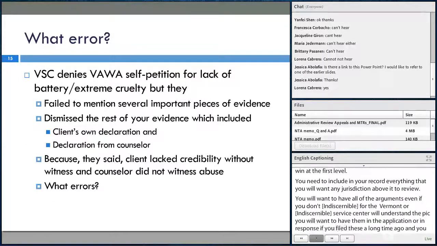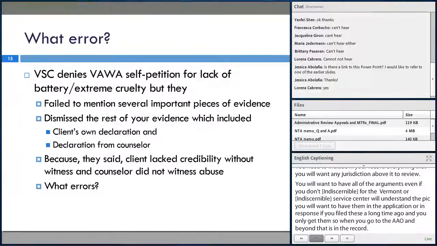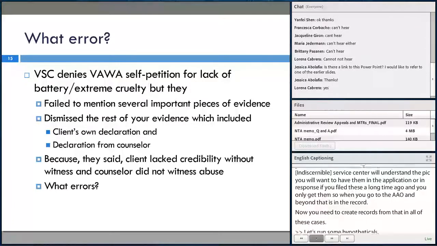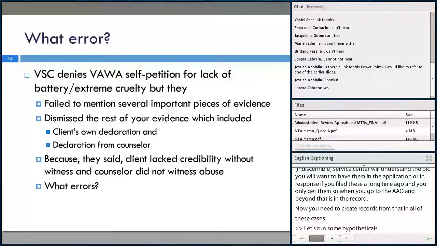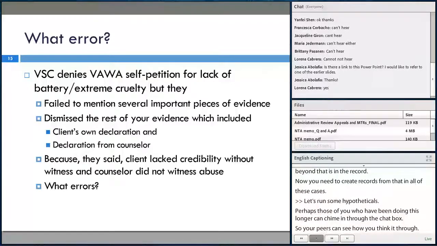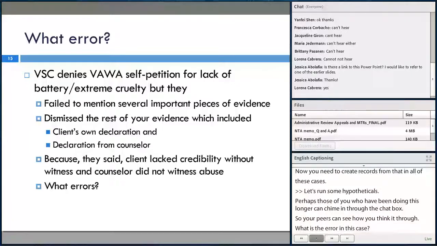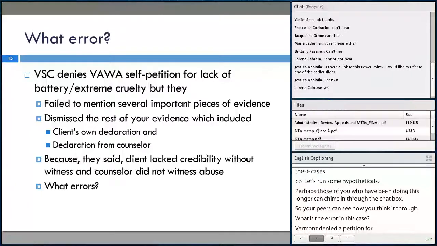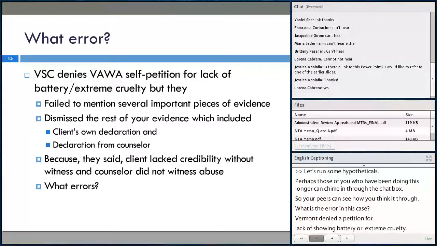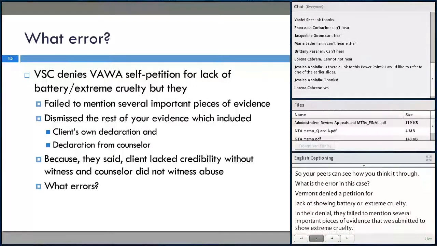Okay, so let's run some hypotheticals. And perhaps those of you who have been doing this longer could chime in through the chat box so that your peers can see how you think this through. What's the error in this case? Vermont denies a VAWA self-petition for lack of showing battery or extreme cruelty. In their denial, they failed to mention several important pieces of evidence that you submitted to show battery or extreme cruelty, and they dismissed the rest of your evidence, which included your client's own declaration and what we would call a corroborating declaration from a domestic violence counselor.